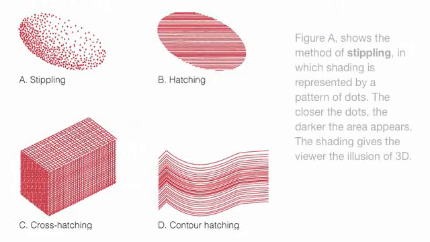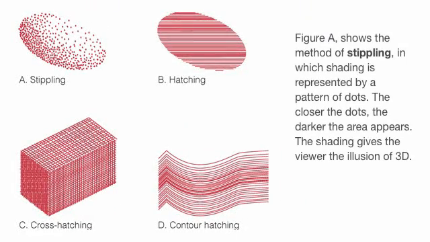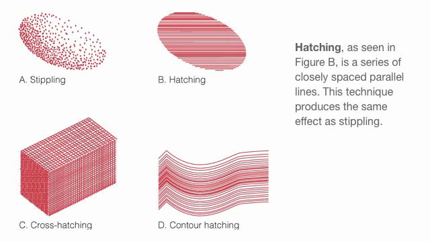Figure A shows the method of stippling, in which shading is represented by a pattern of dots. The closer the dots, the darker the area appears. The shading gives the viewer the illusion of 3D. Hatching, as seen in Figure B, is a series of closely spaced parallel lines. This technique produces the same effect as stippling.